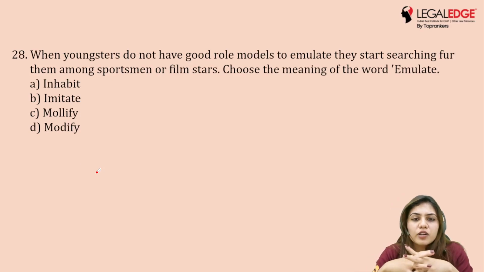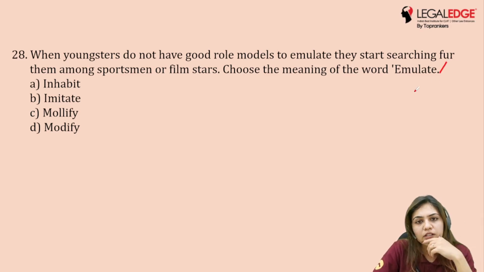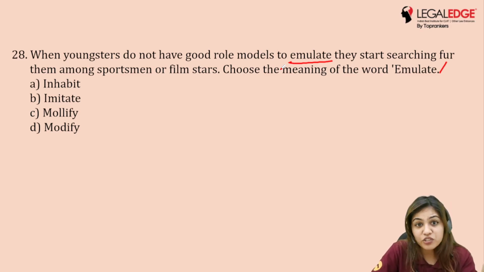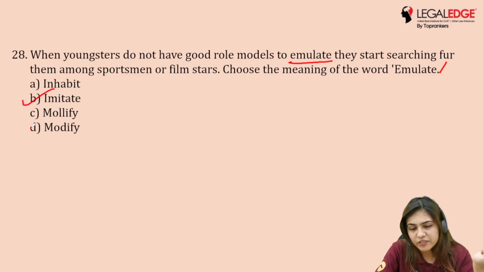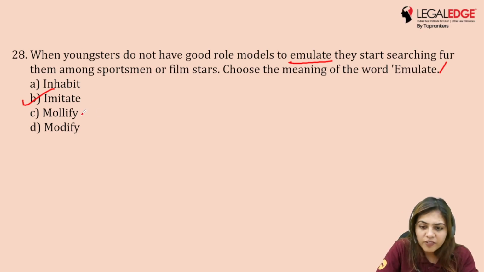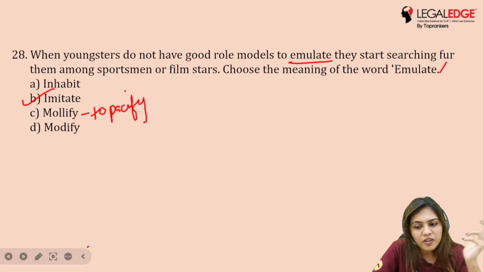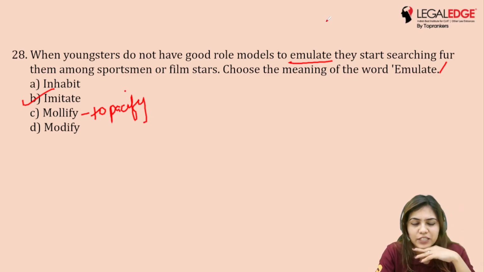We need to find the word which is similar in meaning to emulate. When youngsters do not have good role models to emulate, हम अच्छे role models को क्या करते हैं? उनके actions को mirror करते हैं या उनके actions को imitate करते हैं. That's basically what is the meaning of emulate. When you emulate somebody, that means you imitate them, you copy them, right? Mollify means to pacify or to calm somebody. Modify का मतलब है change, inhabit का मतलब है उस जगह पे रहना, जो कि यहाँ पे बिल्कुल भी सही नहीं है. So the answer should be to imitate or to copy.